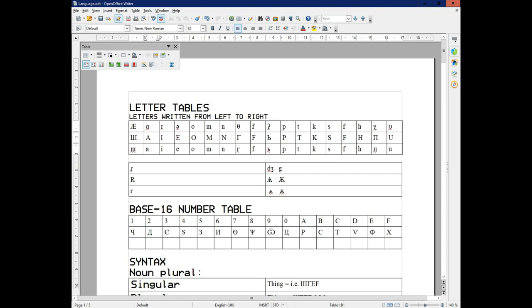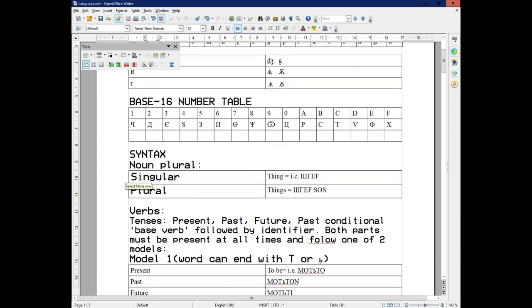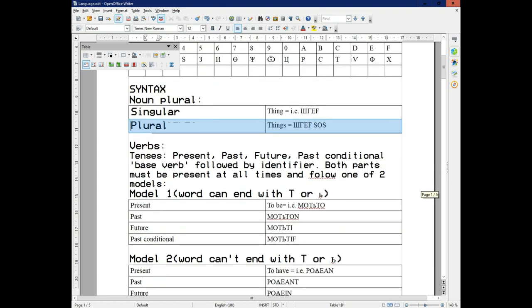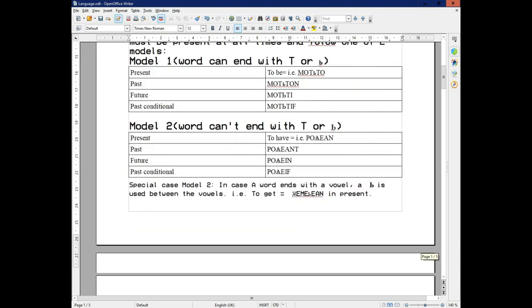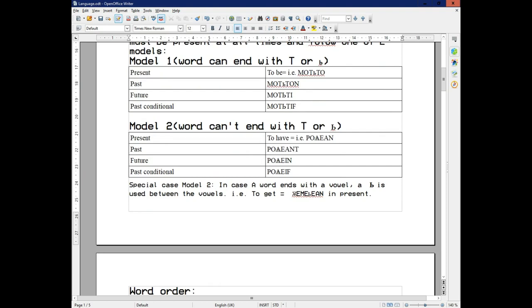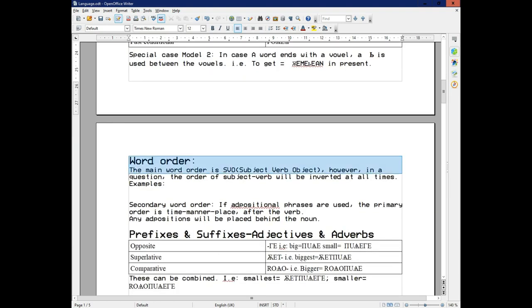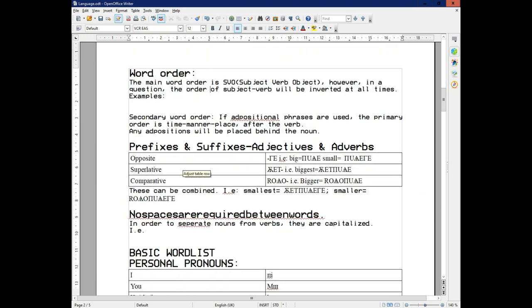But yeah, the sounds are intended to be very similar to English and Dutch, but it does have a much simpler syntax or grammar for plural words and verb tenses. There are just two models and no irregularities. It uses the same word order as English. It actually uses suffixes and prefixes to mark adjectives and adverbs as opposites, superlatives and comparatives.